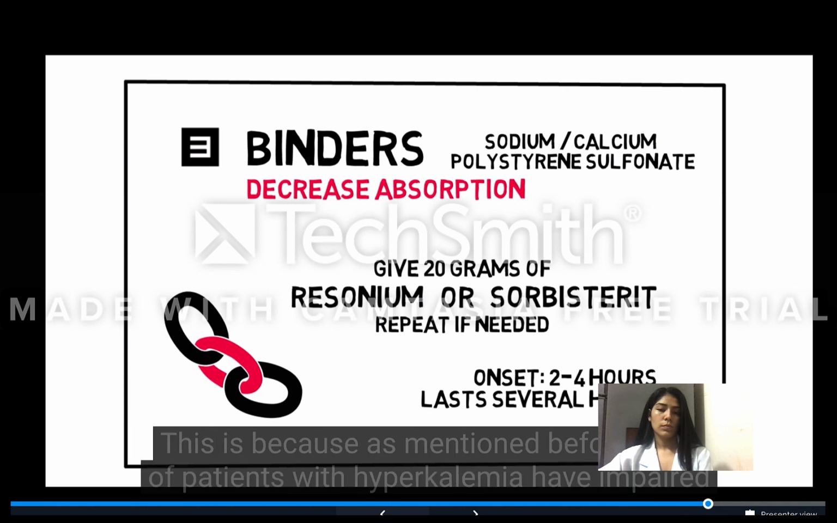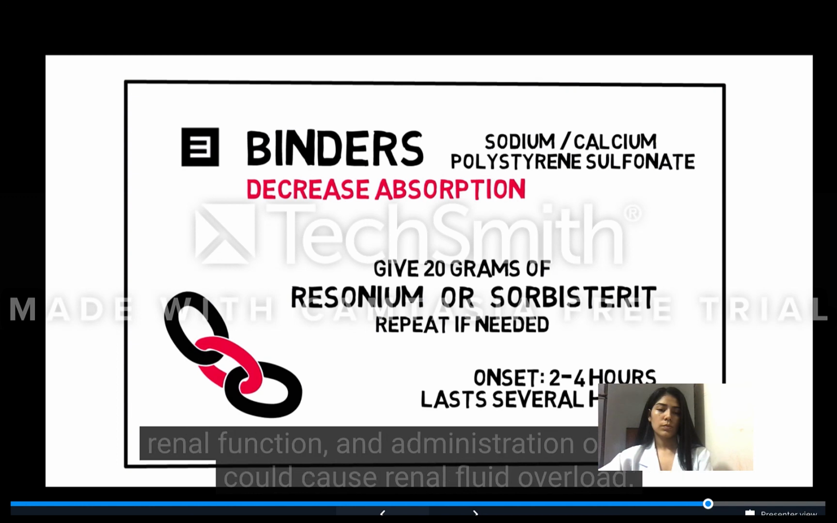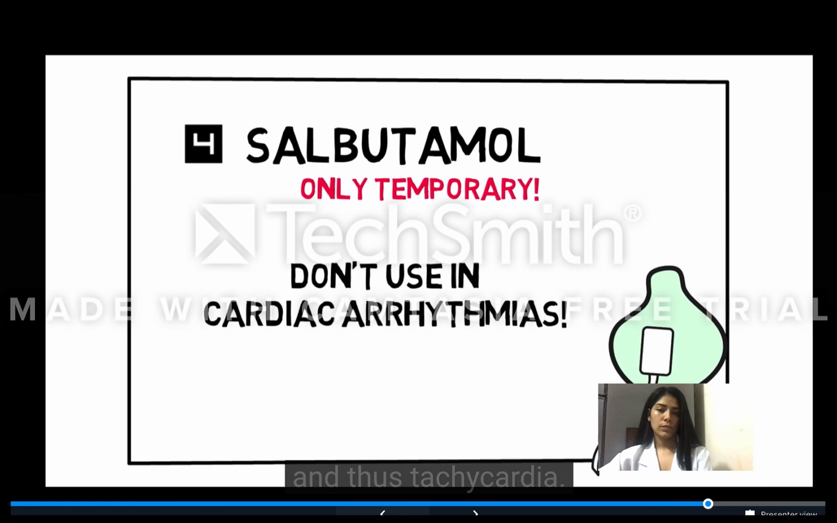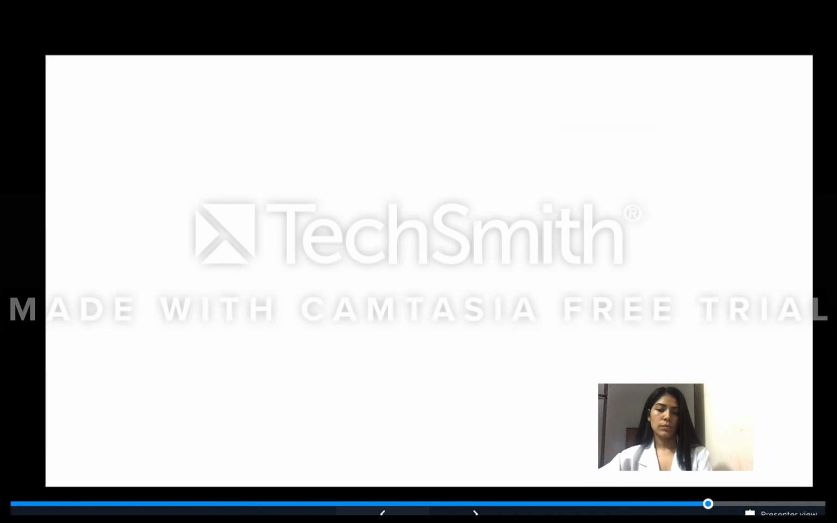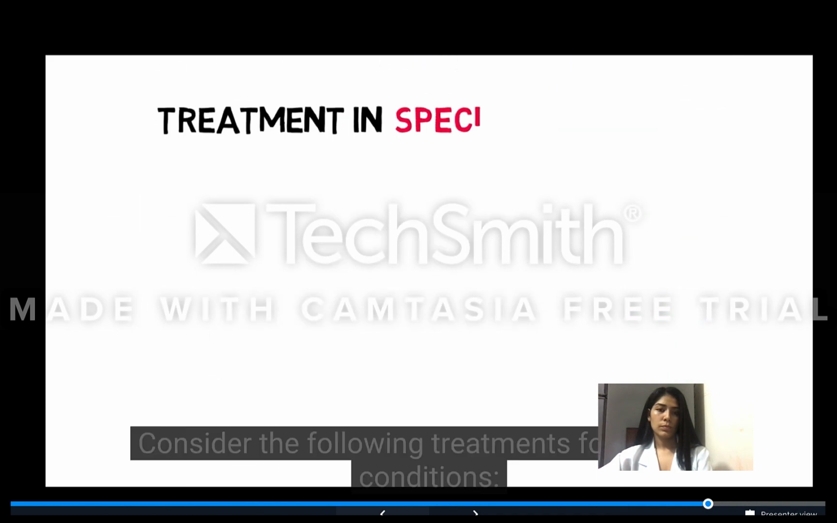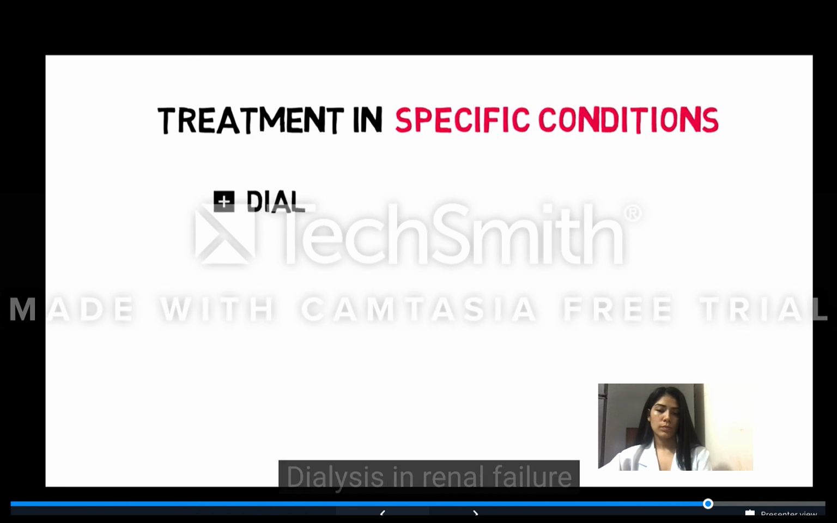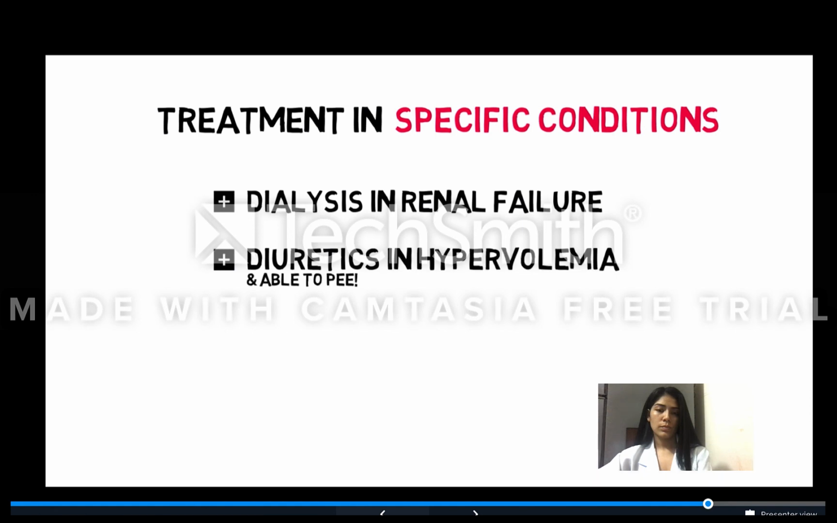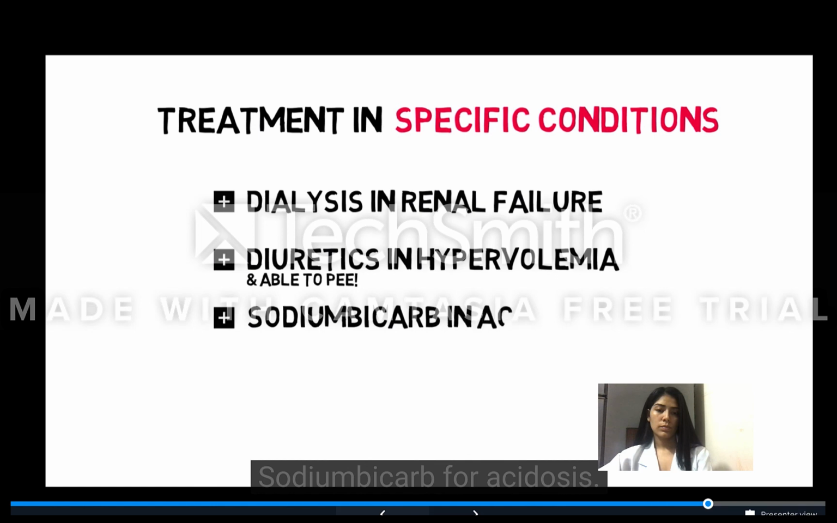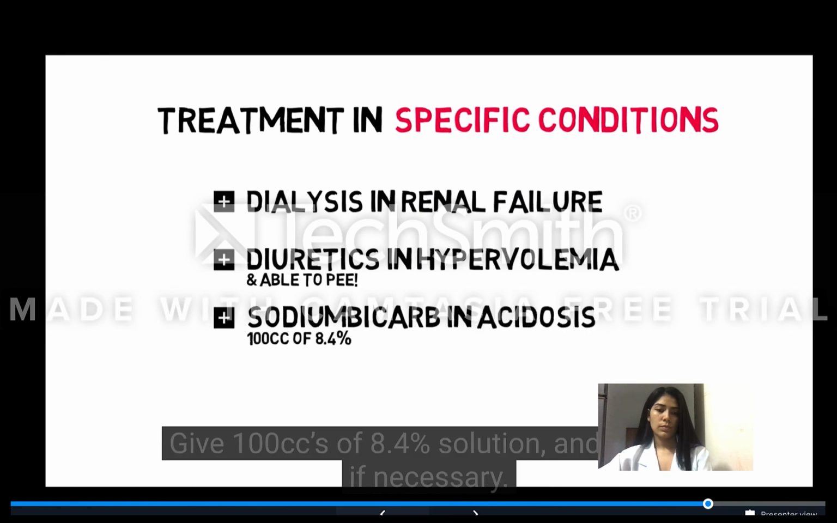This is because, as mentioned before, a lot of patients with hyperkalemia have impaired renal function, and administration of sodium could cause volume overload. Consider the following treatments for specific conditions: dialysis in renal failure, diuretics in patients with fluid overload that still have urinary production, sodium bicarb for acidosis. Give 100 cc's of 8.4% solution.